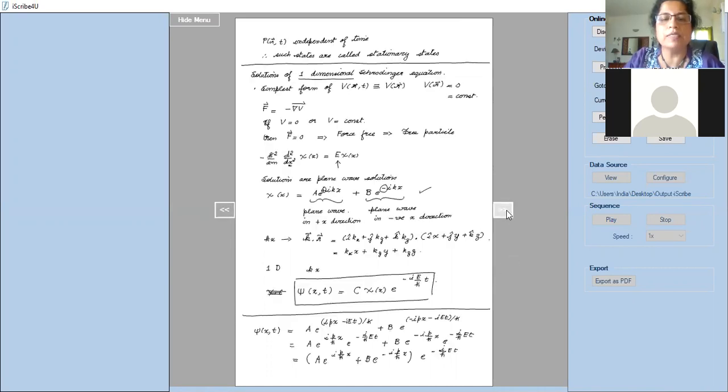Somewhere I had written the total solution. So the total solution, you can see it over here, is essentially the solution of the Schrodinger one-dimensional time-independent equation. So that is essentially this, correct? This thing which you have between brackets. And then of course you have your time-dependent part.